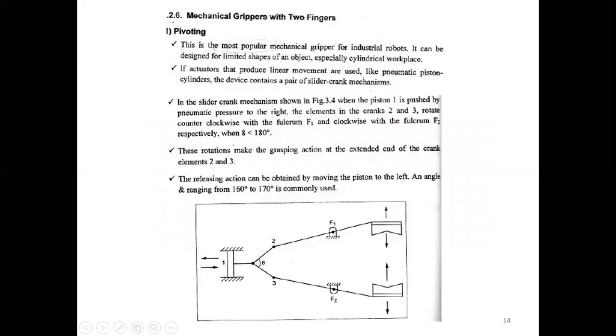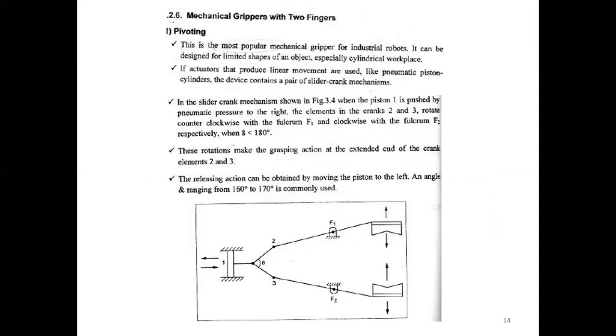Next, mechanical grippers with two fingers. The first one is pivoting. This is the most popular mechanical gripper for industrial robots. It can be designed for a limited shape of object, especially cylindrical, and workspace.